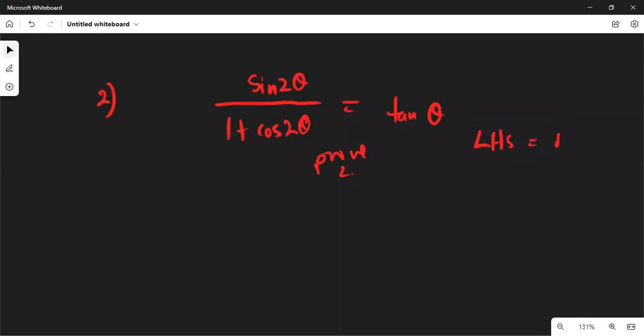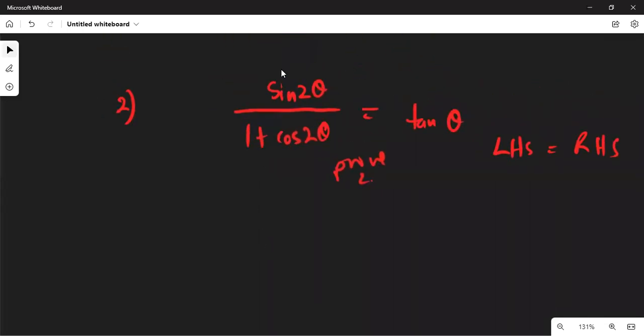The left-hand side must be equal to the right-hand side. All right. So you have to choose, in this case, the side that you can work with. I'm just going to choose the more complicated side, which in this case is my left-hand side.